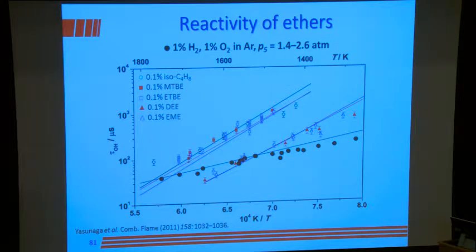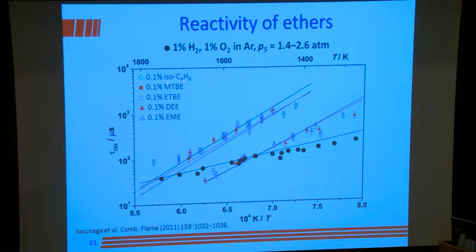If we go back, you see here's diethyl ether and ethyl methyl ether. It's faster. So it must stem from the products that are formed and not from the rate constant that you're using. The rate constant will tell you just how fast the reaction occurs. But the overall reactivity is stemming from something else, which must be then the product species produced.